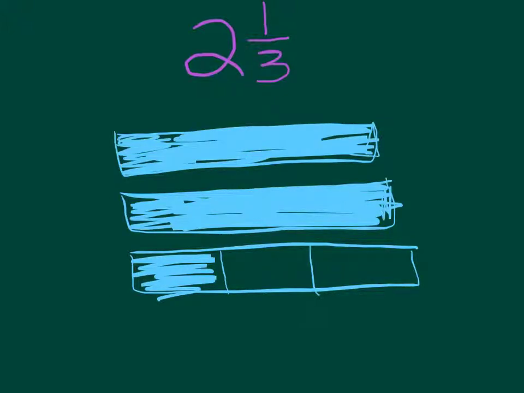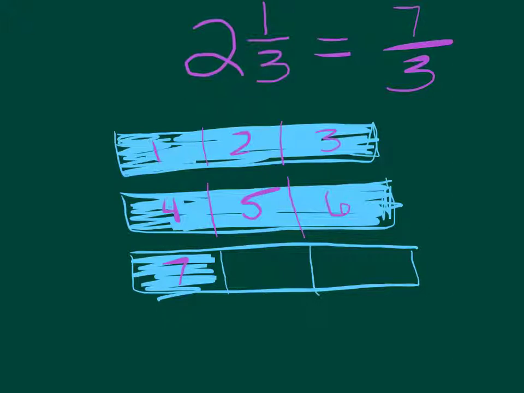Now, to turn this into an improper fraction, I need to find out how many thirds I have. So I'm going to take my 2 wholes and divide them into thirds, and now I can count my thirds. I have 1, 2, 3, 4, 5, 6, 7 thirds. So 2 1/3 is equal to 7/3.